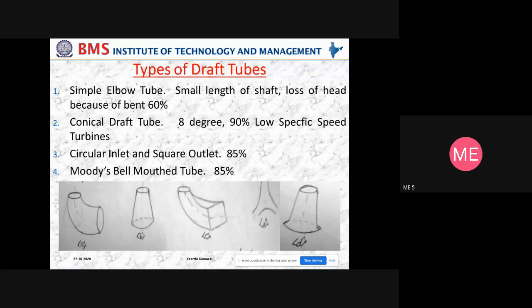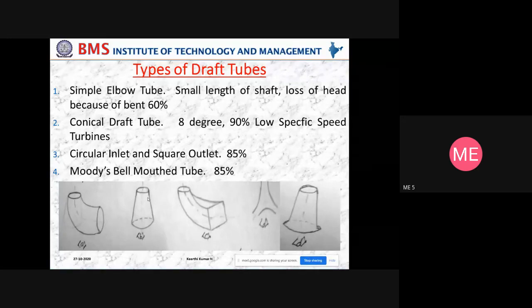This conical draft tube has a cone angle of 8 degrees, efficiency is 90%, and a lower specific speed turbine can be used with it. Then circular inlet, square outlet will have an efficiency of 80%, and bell-mouthed 80 to 85%. Then you can ask, sir, 90% efficiency is the biggest one, so I can use the conical draft tube everywhere. Yes, of course, it can be used, but there are some limitations regarding the head also. See here, for low specific speed turbines, I can use only this.